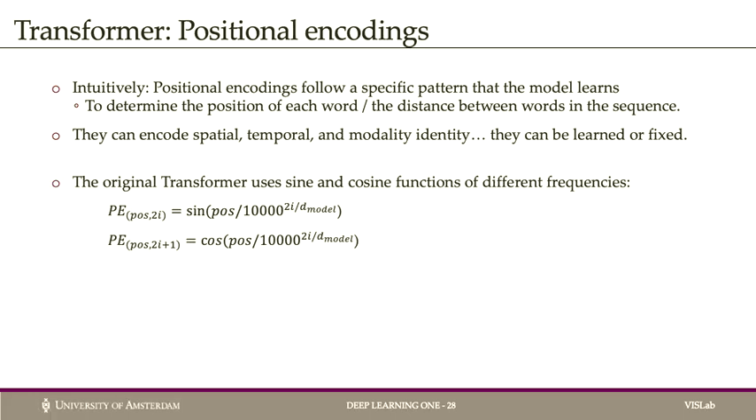There's also one more detail: how the original transformer defines these positional encodings, because there's not just one way to define them. There are a few options. As I said, they can be learned or fixed.